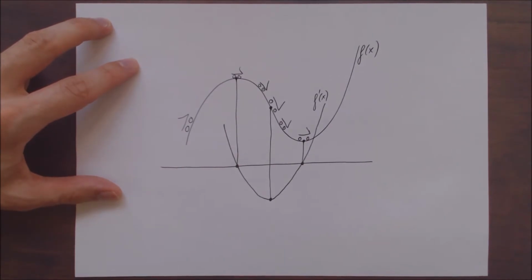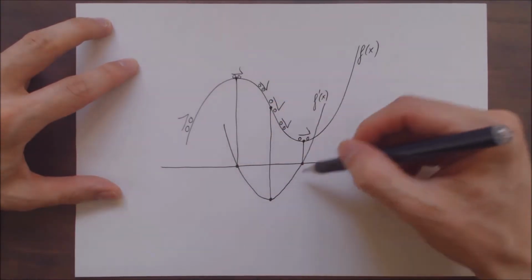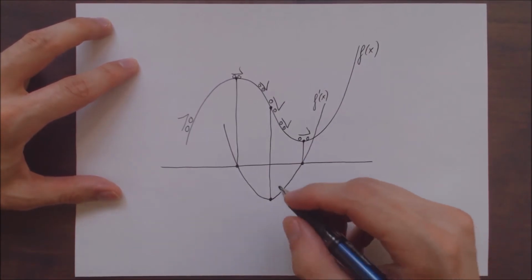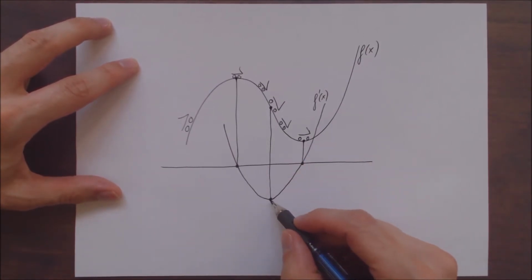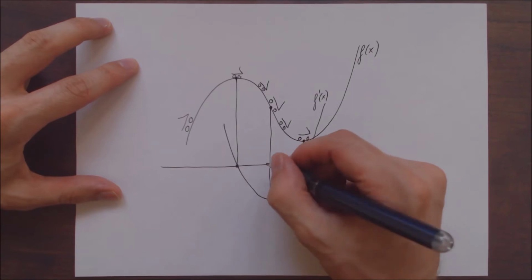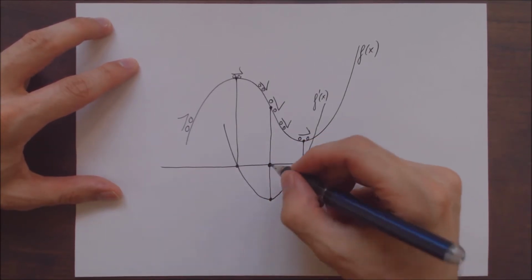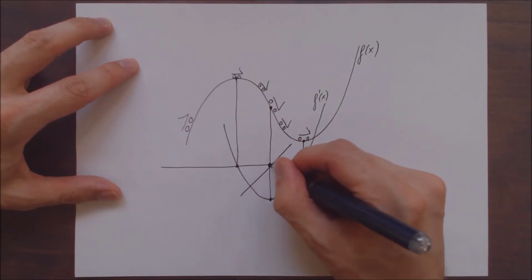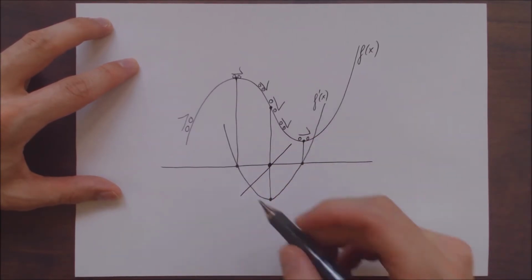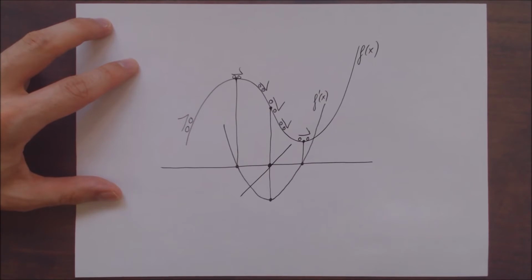Next we can make the second derivative, the derivative of the derivative. Here the slope is 0, which means the second derivative must have its 0 at this place, and then it looks just like this. It's a straight line that goes from bottom to top.